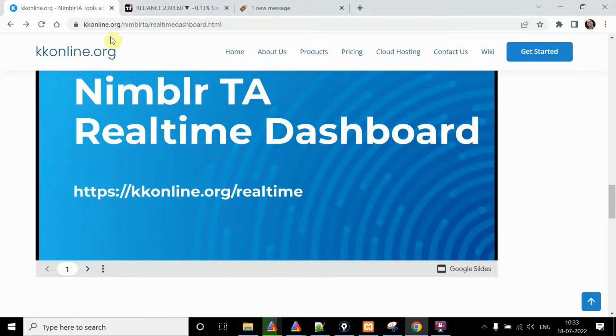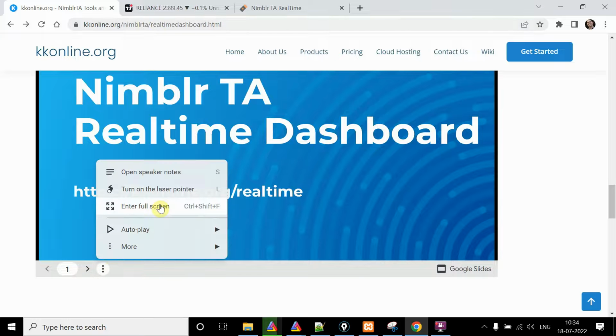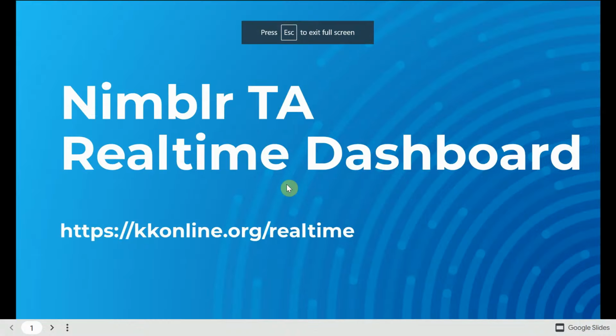To access it, you can go to the site kkonline.org/NimblrTA, and then you could browse through and reach the real-time dashboard product page. Over here, there's a presentation which we shall go through quickly and then see the live demonstration.